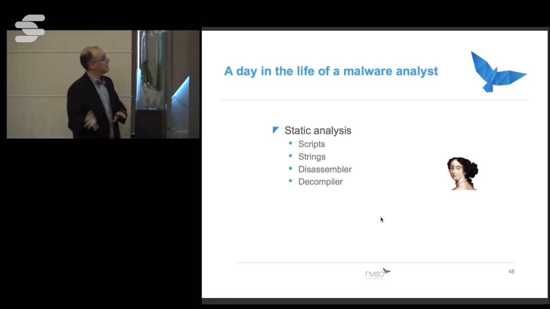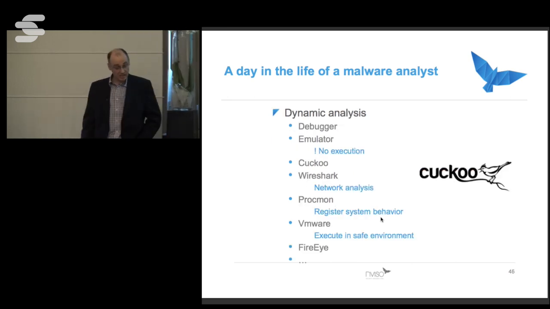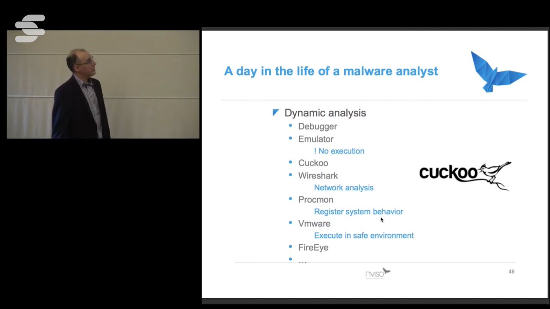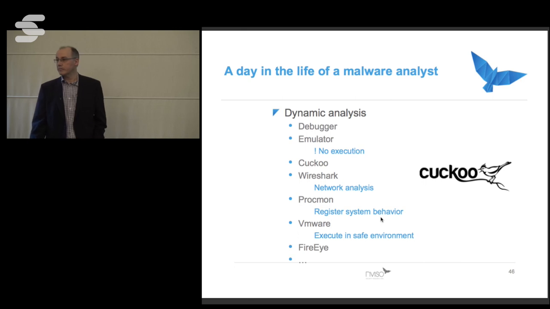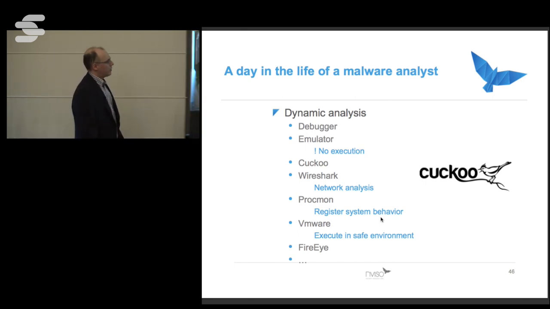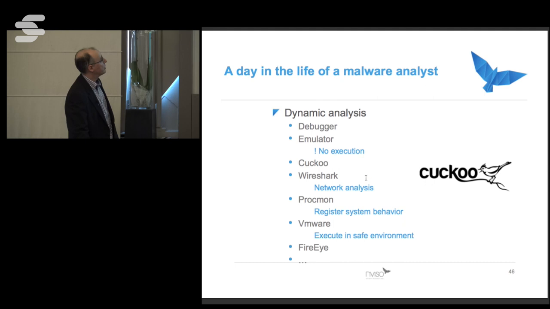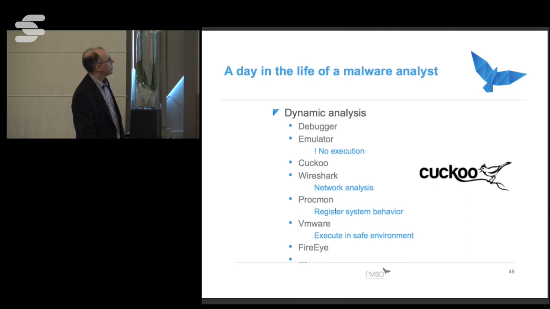Then you have these assemblers and the compilers, and we'll see a short demo. Dynamic analysis has even more tools: debuggers, emulators. Now, the typical thing about emulators is that they will not actually execute your code. They will emulate it. Different tools like Cuckoo, that's a known sandbox. Wireshark for network analysis, to capture and look at the network traffic. Process Monitor to see all the changes that are done to the Windows machine. VMware to execute in a safe environment, FireEye.